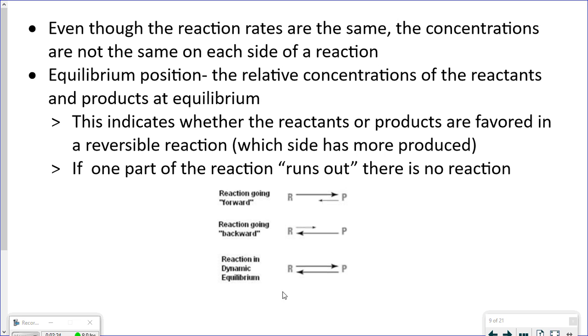And oftentimes we can reach a dynamic equilibrium where the reaction rates and the concentrations are the same. And a lot of times those will be shown as equal sized double arrows. We're going to go over equilibrium constants tomorrow, which is another way that you can figure out which side of the reaction is favored at equilibrium.